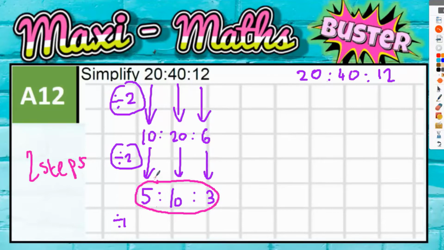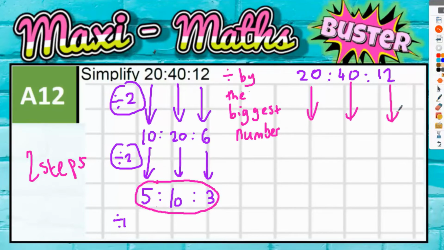2 steps. We could actually have done it in 1 step. And this is because you should always divide by the biggest number that goes into all 3 numbers. Divide by the biggest number. Now, I divided by 2, but I could have actually divided by 4 if I had spotted that all of those numbers are in the 4 times table. And this is why it's important to know your times tables. If you know your times tables, you would have spotted that they were all divisible by 4.